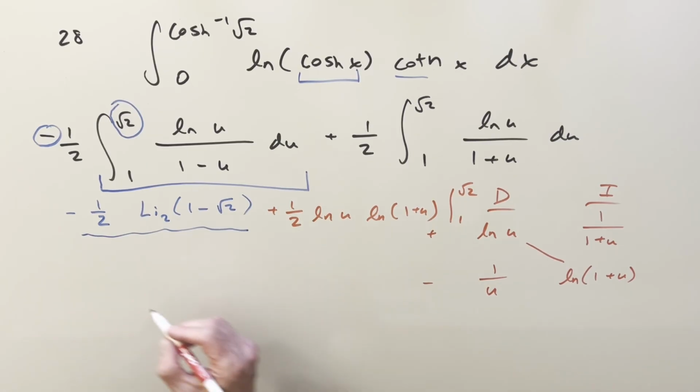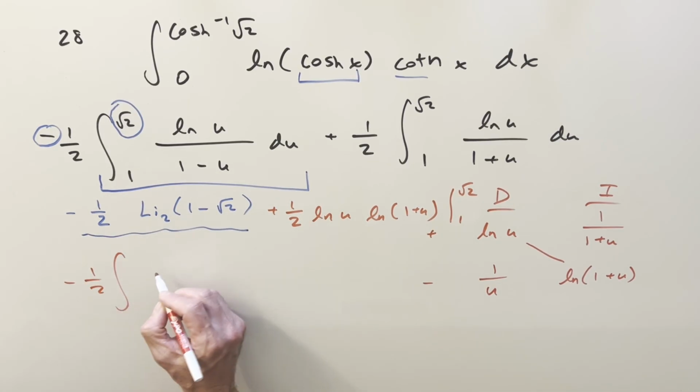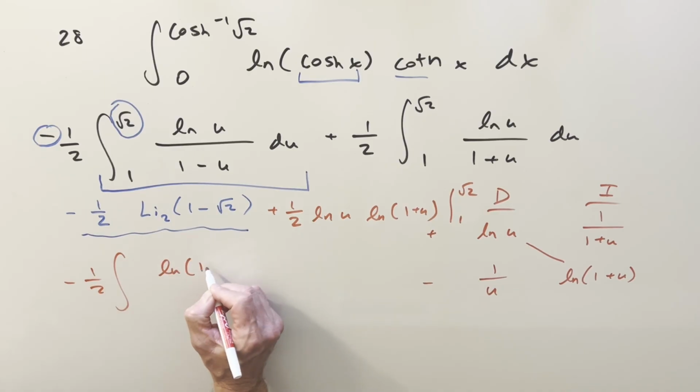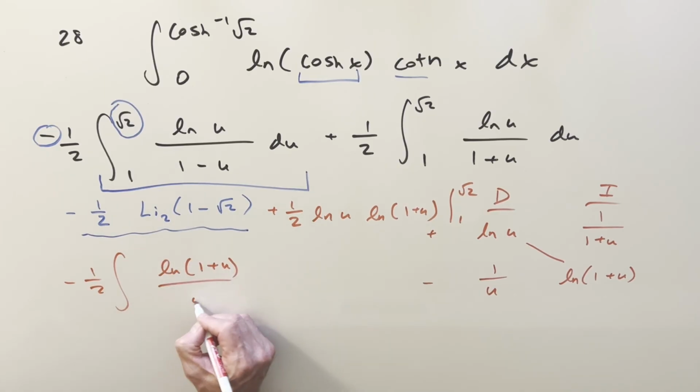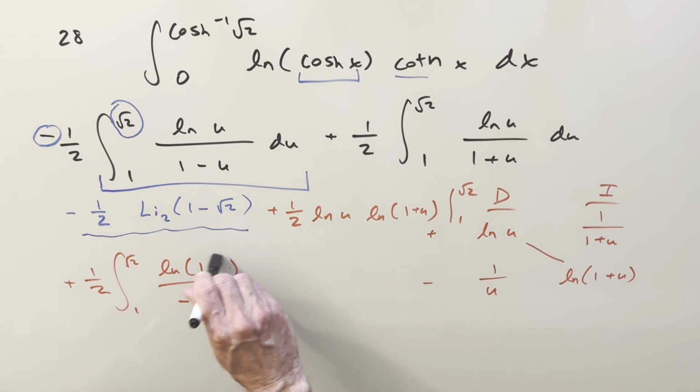And then the last row is going to be an integral. I'll distribute the 1/2, so we're going to have minus 1/2, and this is going to be natural log 1 plus u over u from 1 to square root of 2. But this is actually an improvement. It might not look like it, but we're getting somewhere. I can take this minus and bring it inside here and make this a minus u, and then I can manipulate this a little bit for plus u.